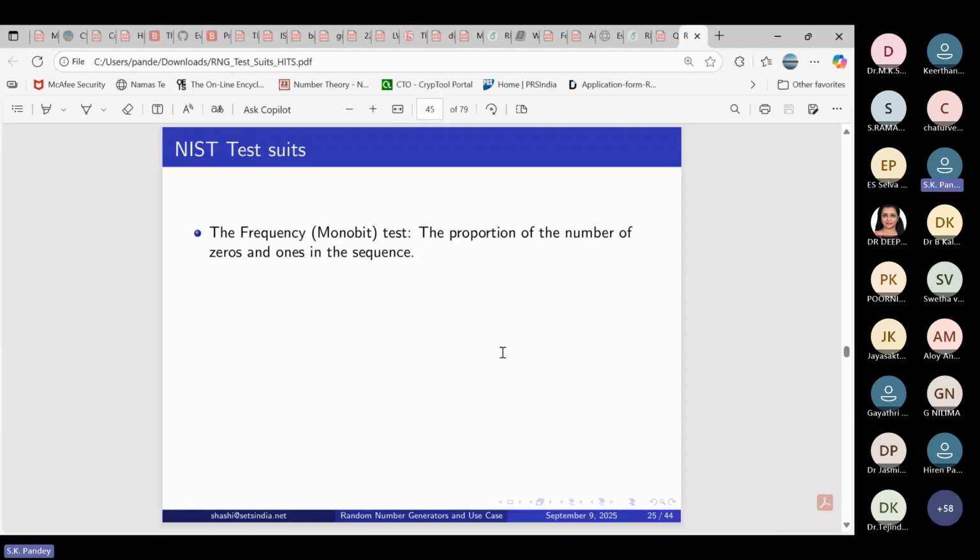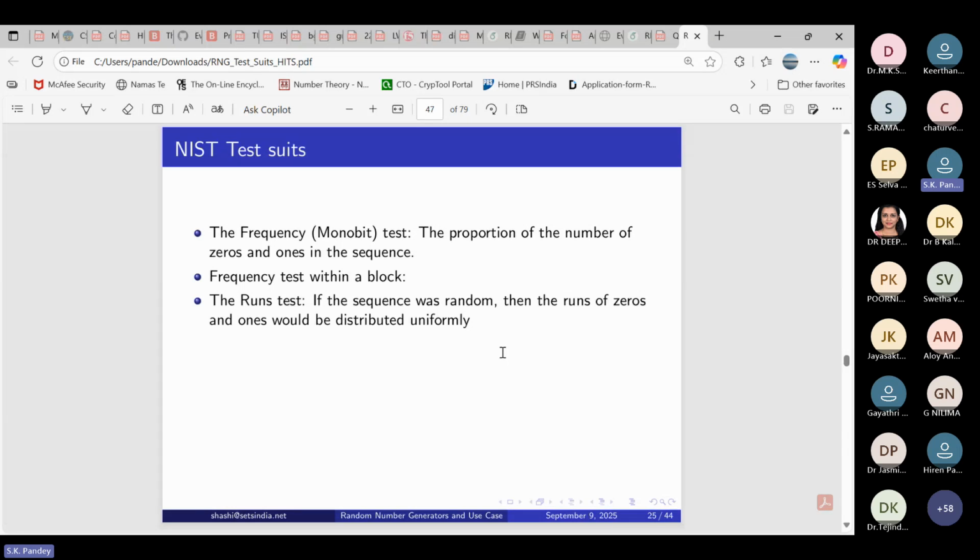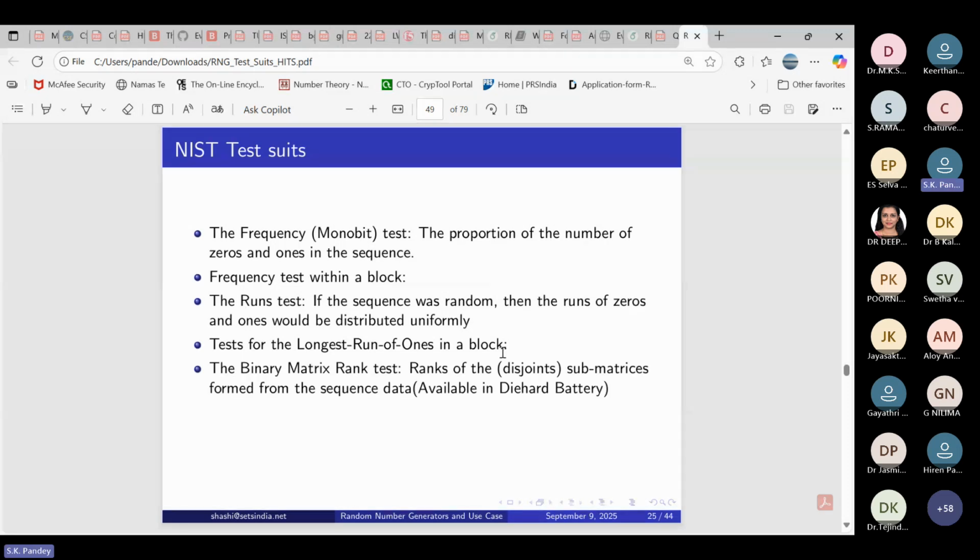Some of the common tests are here. The first one is the frequency test, which is called the monobit test. It tells about the proportion of 0 and 1 in the sequence. Similarly, the frequency test within a block: rather than seeing the full file, you're just seeing a block. The runs test means you are looking at the runs of 0 and 1, like 0, 0, 0, 1, 1, 1, and how many of these type of sequences are there. Similarly, the longest run of 1s in a block. So these are the different tests in the NIST library.